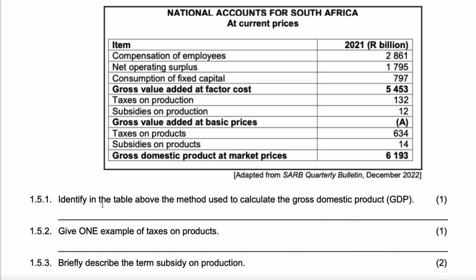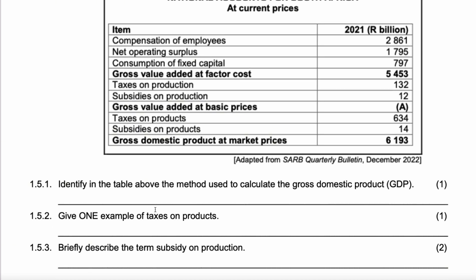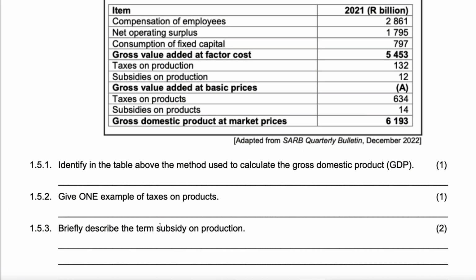Now, the first question is, identify in the table above the method used to calculate GDP. Well, that would be the income method because we see that employees were compensated. Then number 2, give one example of taxes on products. An example of taxes on products, that would be VAT. If I were them, I wouldn't use the same example. I'd try maybe taxes on production or subsidies on production because they keep repeating the same specific thing. Well, VAT is an example, fuel levy is an example, sin tax is an example.